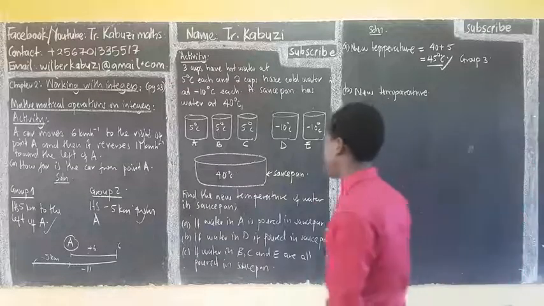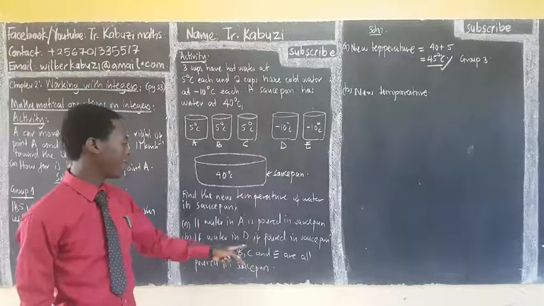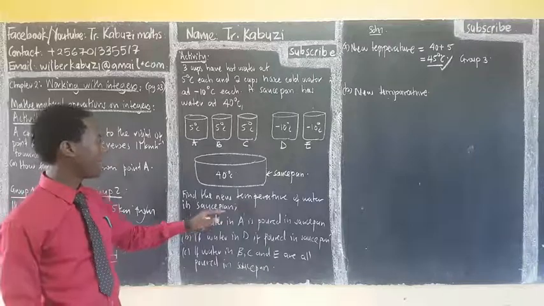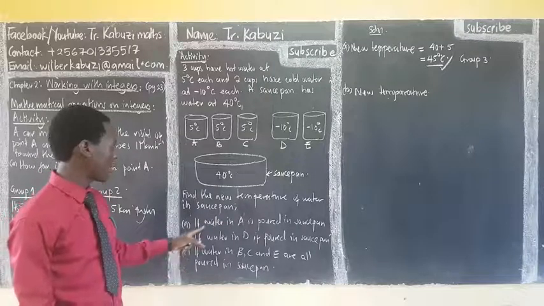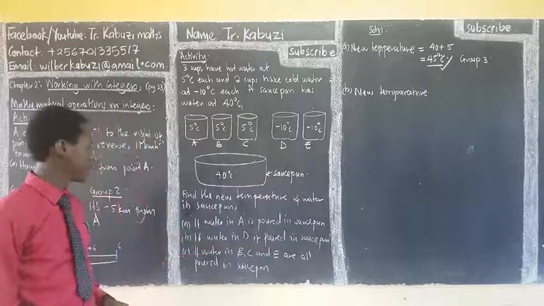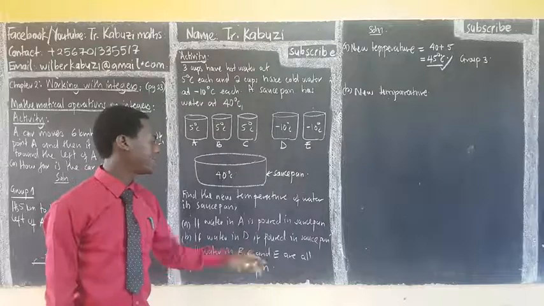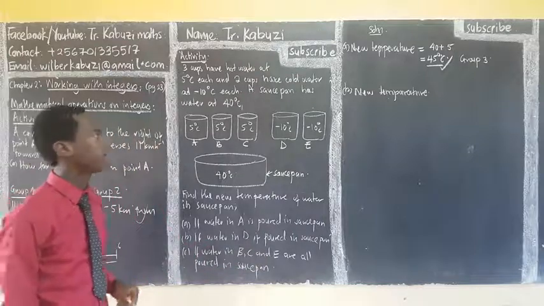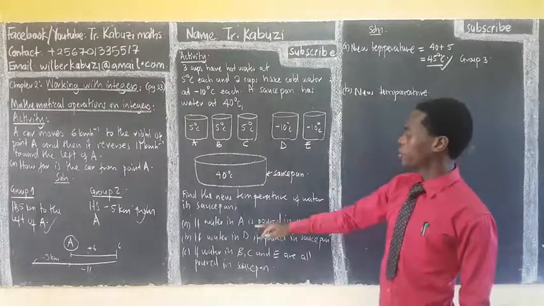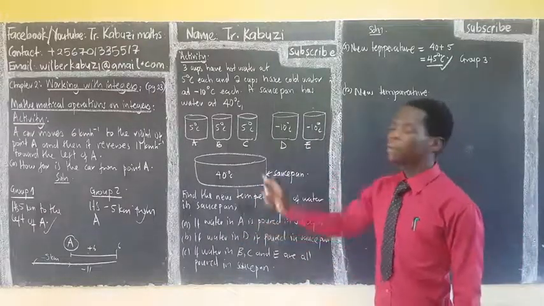So now, here the case is, find the new temperature of the water in a saucepan if water in A is poured in a saucepan. Then part B, if water in B is poured in a saucepan. Now here we have two cases. We have a case when we assume that this water is already there. This one now has been poured there.